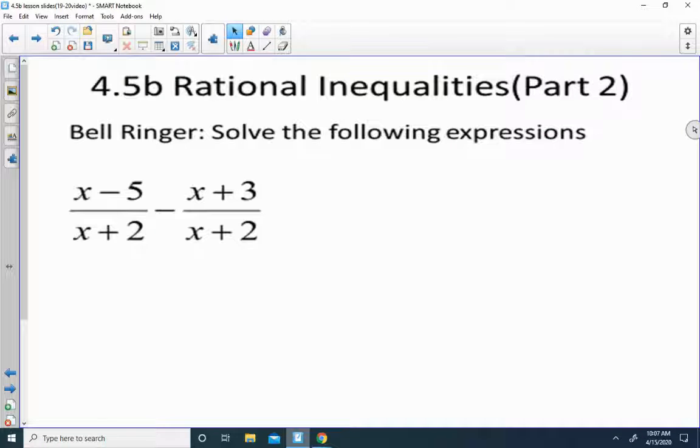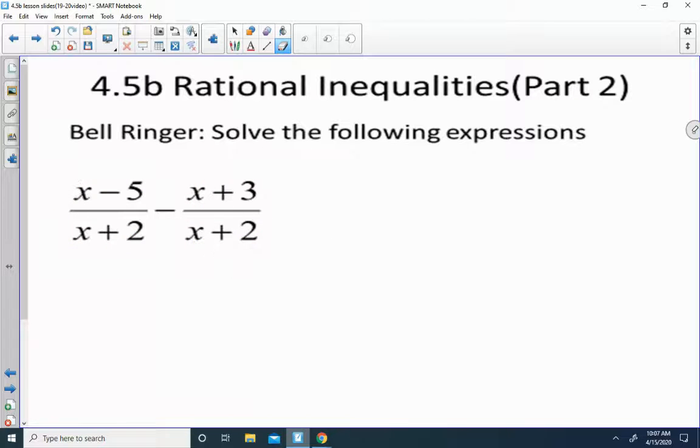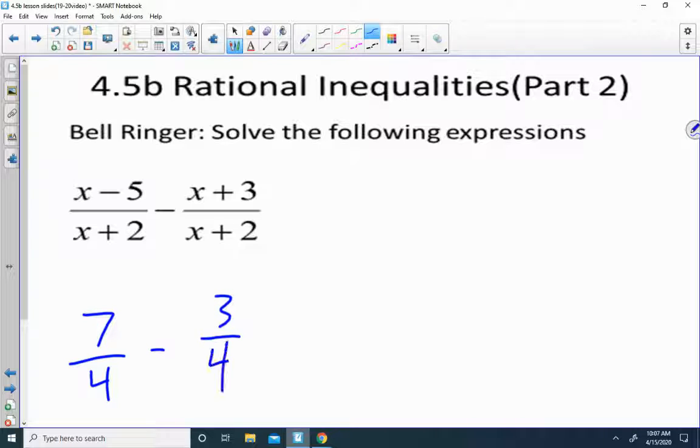And before we start the main lesson, I do want to talk about this bell ringer. It's going to make this lesson very handy. So let's say you have two rational expressions, and we need to subtract them. Looking at it, it doesn't look very pretty. But if you think about it, it's actually not that different from subtracting regular fractions. Like, say, for example, let's say I have the fraction 7/4. There we go, 7/4. And let's say I need to subtract it from 3/4.